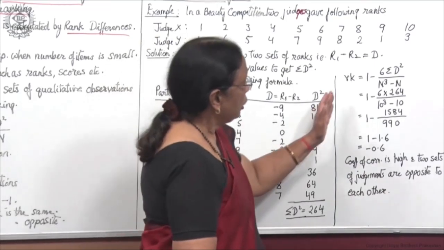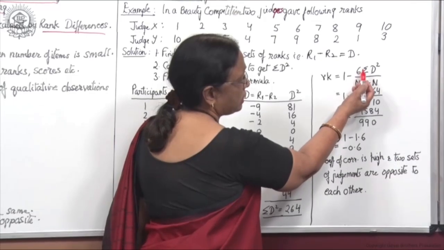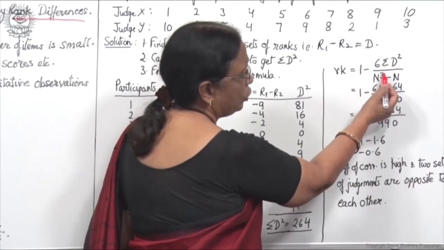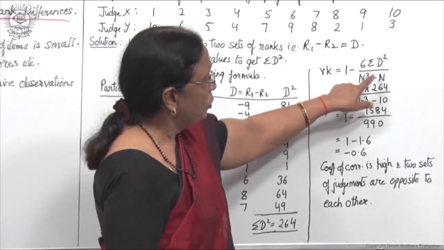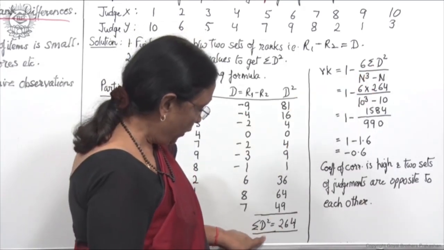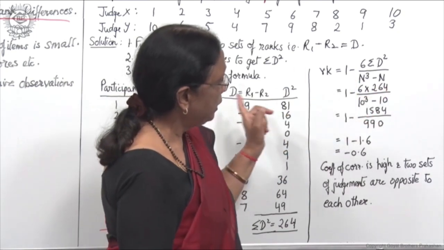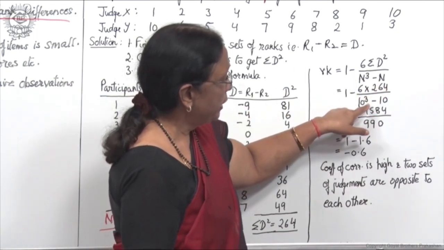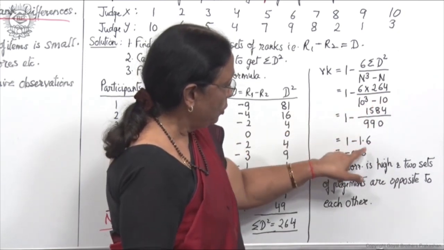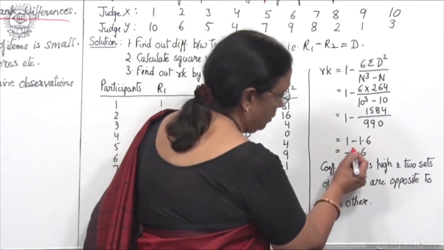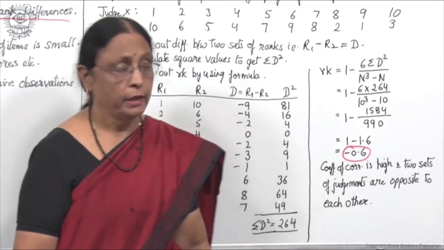do the total and get sigma D square to apply the formula. Okay, now we will see the formula. Rk is equal to 1 minus 6 sigma D square upon N cube minus N. 1 minus 6 into sigma D square, see the value here, 264. N is 10, number of observations, 10 cube minus 10. Simplify it, you get this value, and the answer is minus 0.6, right?